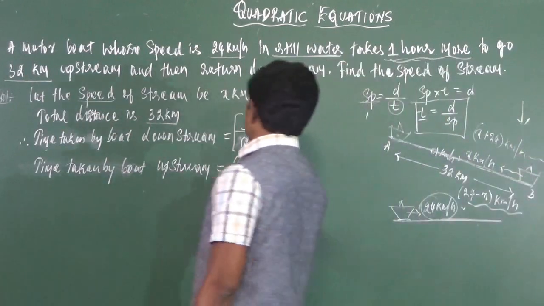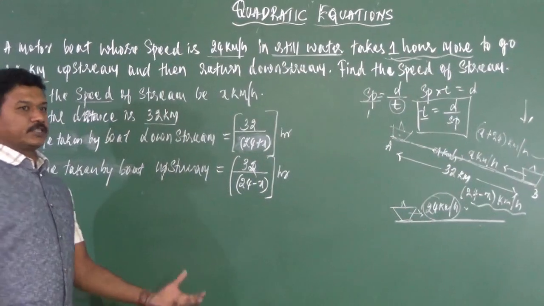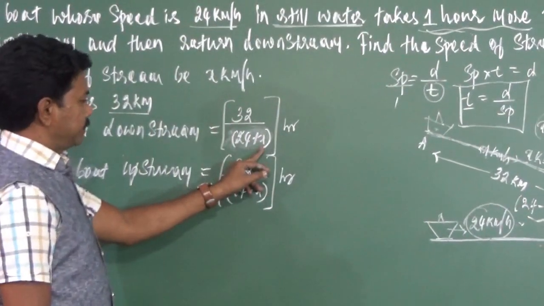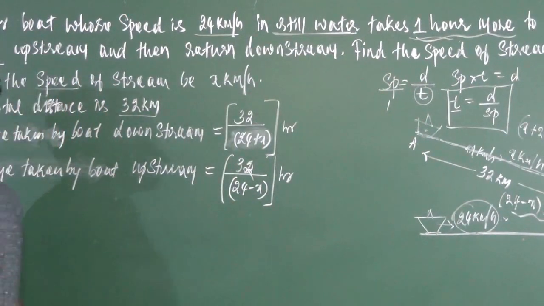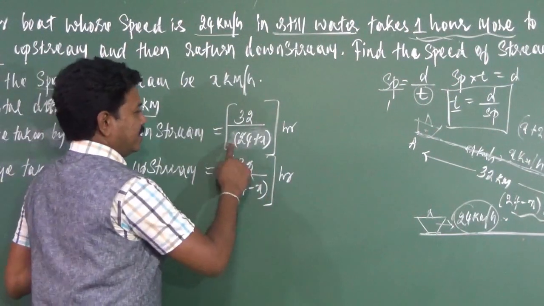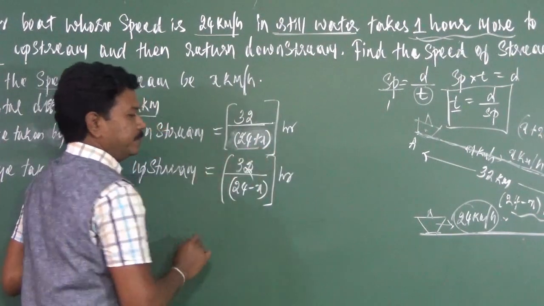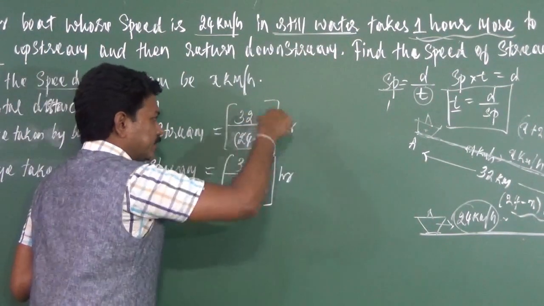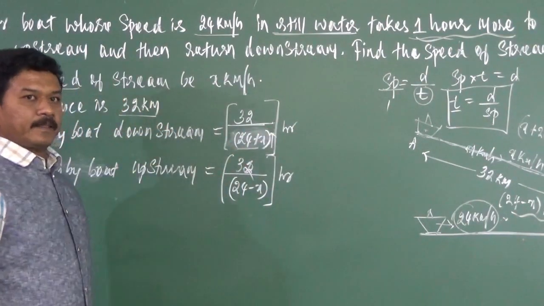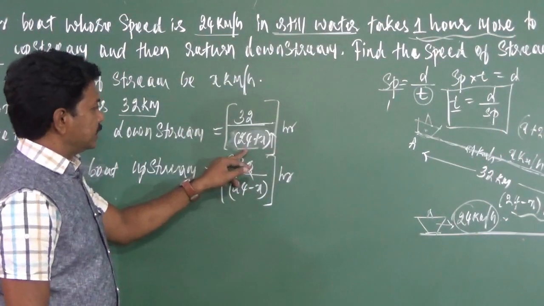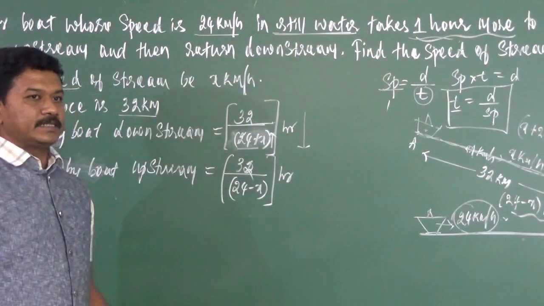So according to you, here both the timings are there. Which time is more here? Which is the larger time? 32 by 24 plus x, or 32 by 24 minus x? 32 by 24 minus x. In 24 plus x, speed has increased. In this fraction, the denominator has increased. As the denominator increases, the value of the fraction decreases. That is, time decreases.